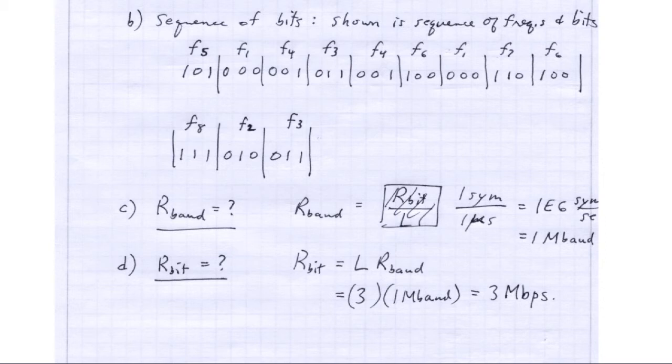Well, the baud rate, if you look at the plot, which again I haven't reproduced here, you'll see that there's one frequency for every microsecond. That is one symbol every microsecond. And so the baud rate is 1 symbol per microsecond, or 1 megabaud. The bit rate now is going to be 3 times that, because the bit rate is faster than the baud rate by a factor of L, and I'm going to have 3 megabits per second for the bit rate for part D.